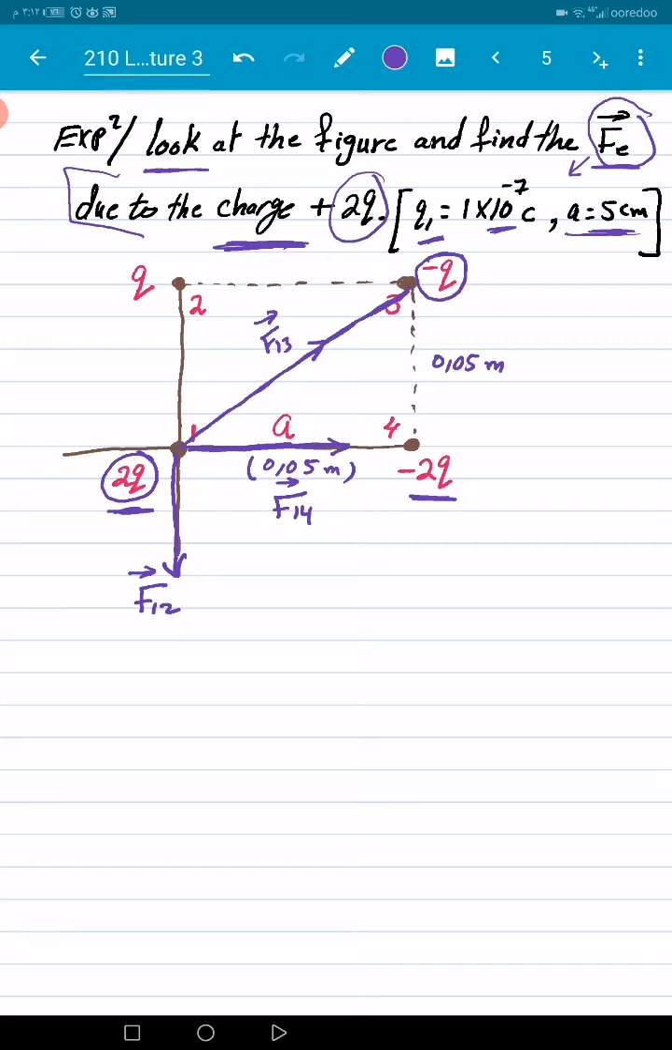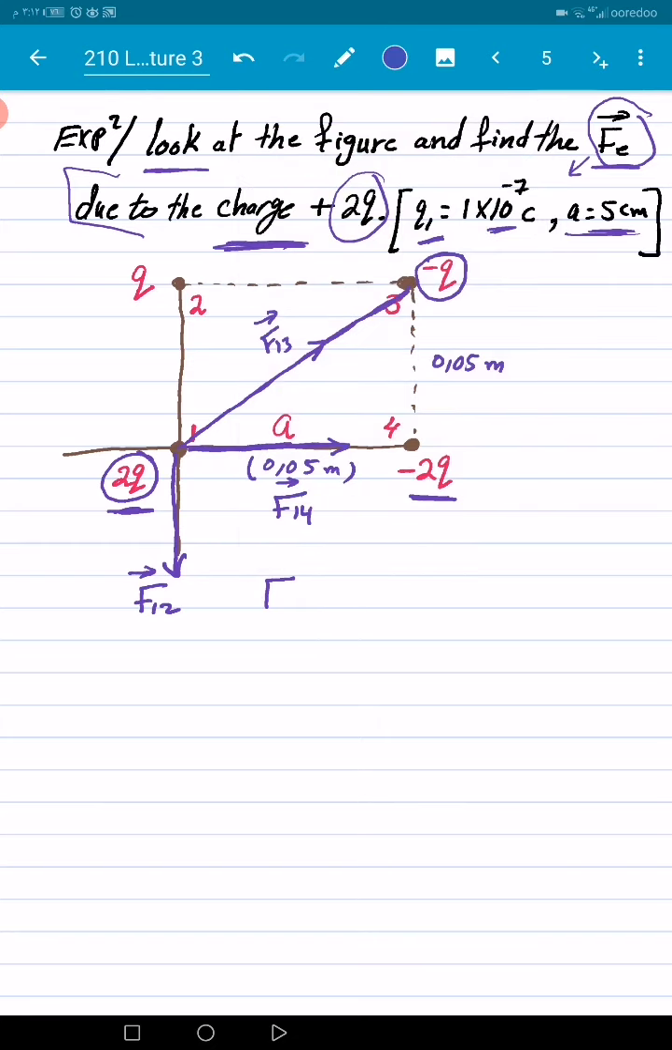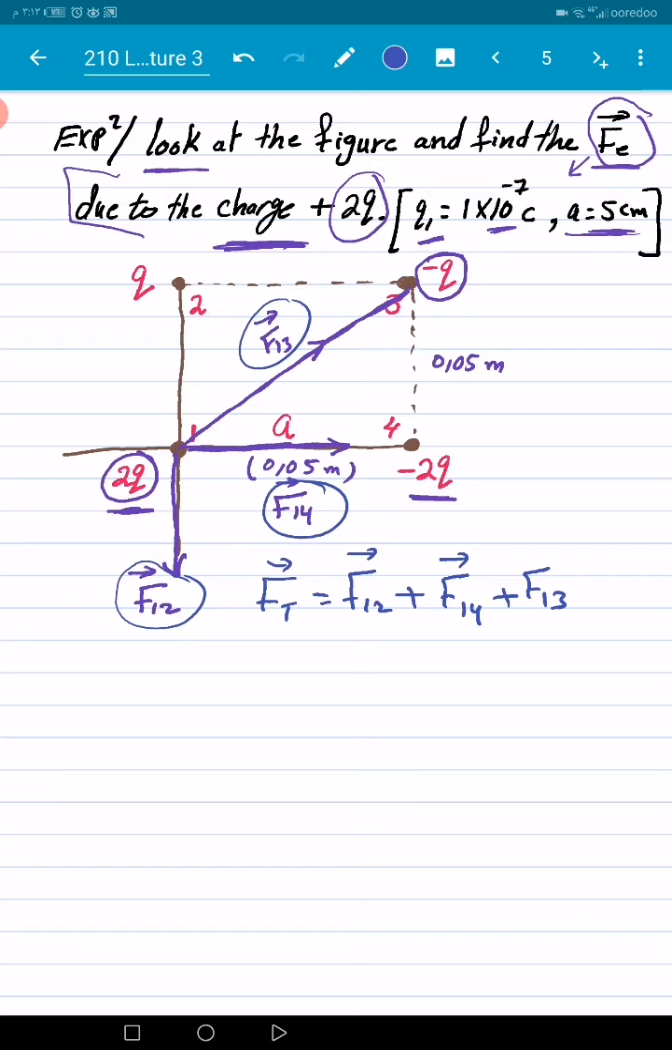So we finish. Then now the F total. F total. I changed the pen. F total. It's equal to how many forces? 1, 2, 3. So F12 plus F14 plus F13.